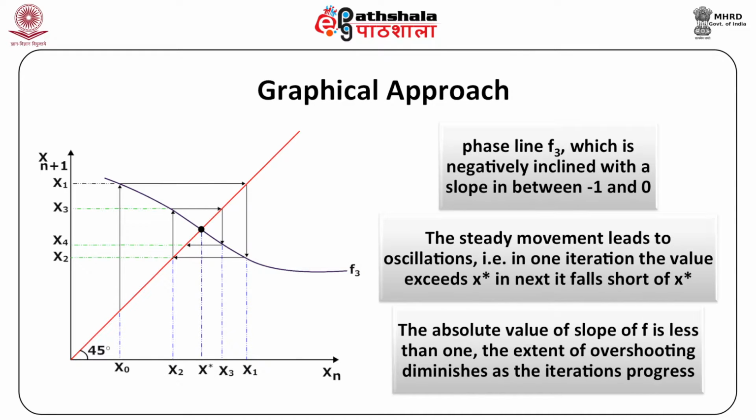Now let us consider phase line F3, which is negatively inclined with a slope between -1 and 0. In this case, the movement leads to oscillation. That is, in one iteration, the value exceeds x star, in the next it falls short of x star. In such a case, as the absolute value of the slope of F is less than 1, the extent of overshooting diminishes as the iteration progresses, and so ultimately the path converges to the equilibrium.